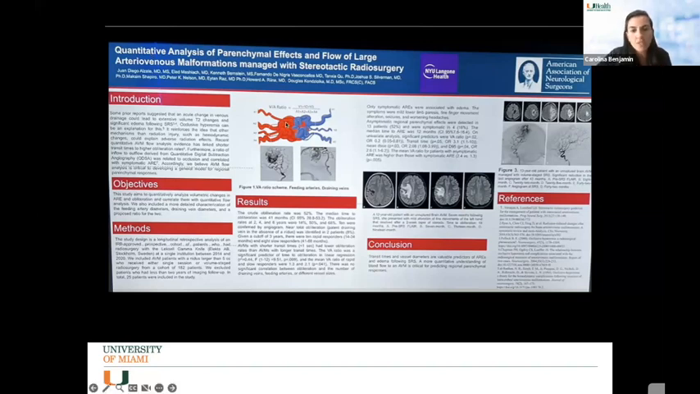This is some of their data that was presented just now at the AANS meeting in LA. Essentially, they're using dynamic imaging during angiography to look at transit times and vessel diameters. And they're trying to use that as predictors of adverse radiation effect and edema following SRS.